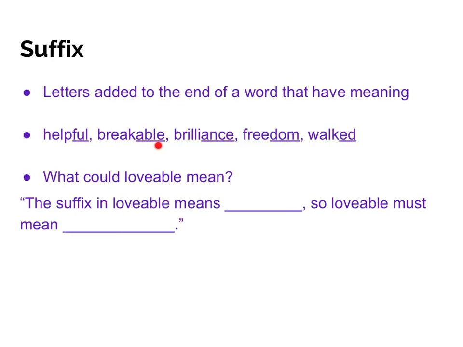Next word is breakable. We started with the root word or the base word, break. Then you added the suffix here, able. This able has meaning. It means you can do it. It's able to be done. So if you have the word breakable, that means you're able to break it. You can break it.